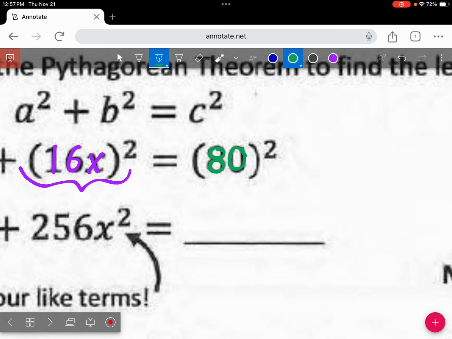And what goes over here? They left a blank for us. What are we going to get right here? Because this was our 9x squared, this was our 16x squared, so we need our 80 squared. We're going to get 6,400.